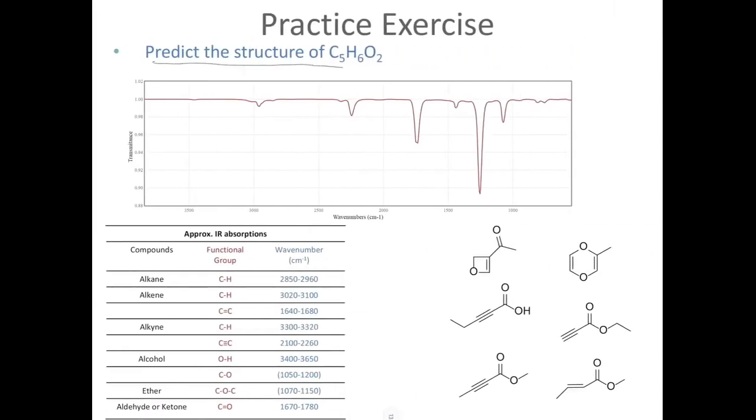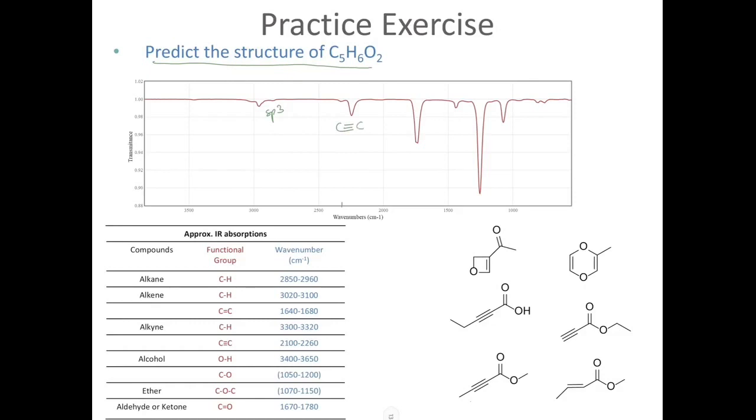Predict the structure of C5H6O2. Now in this case we don't see sp2 hybridized carbon, so we can say that there's an sp3, and then there's a peak at around 2,300 or 2,250. So that means we have an alkyne. All we can say is that there must be an alkyne. We don't know whether it's a carbon-carbon. But looking at the structure, we can tell that it's going to be a carbon-carbon.